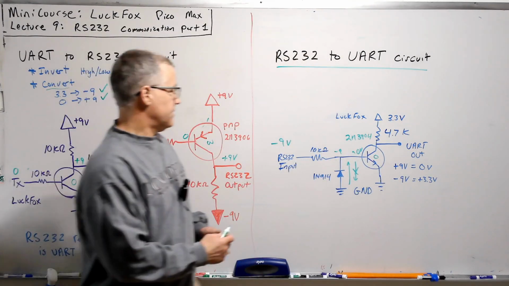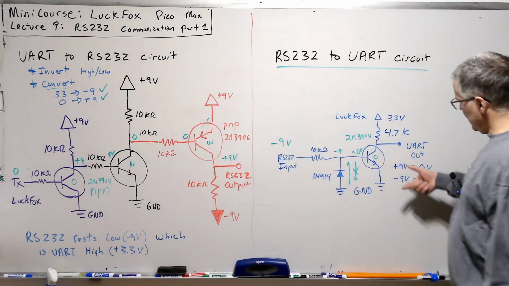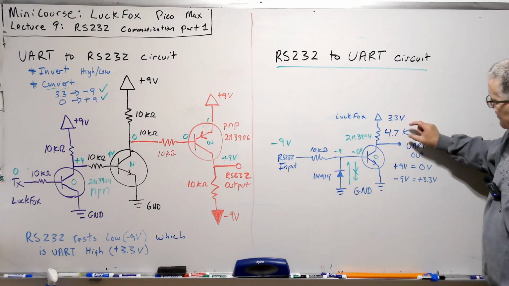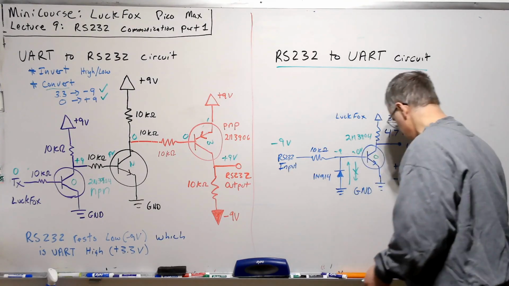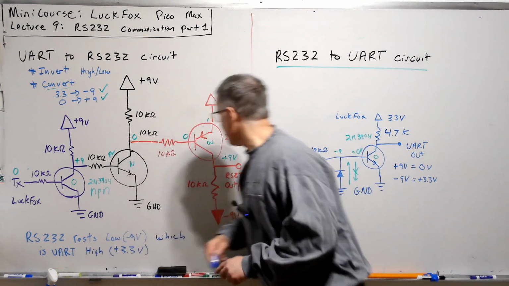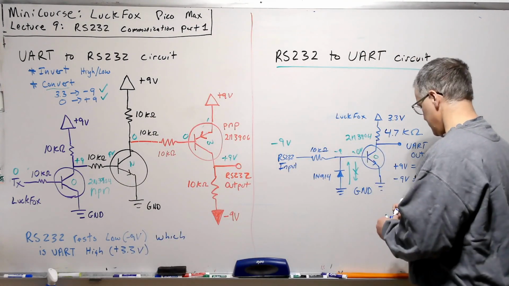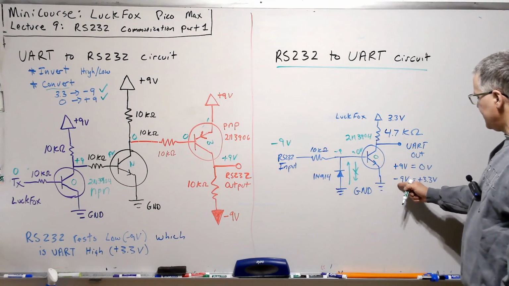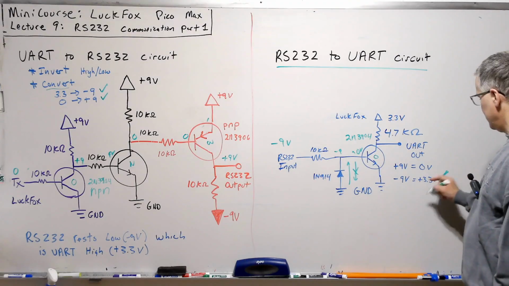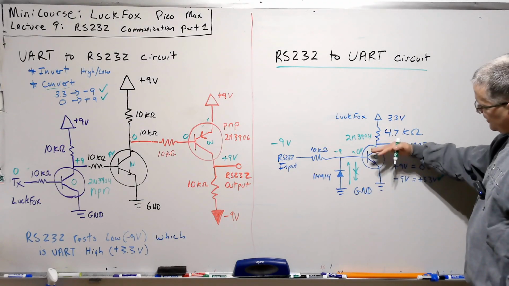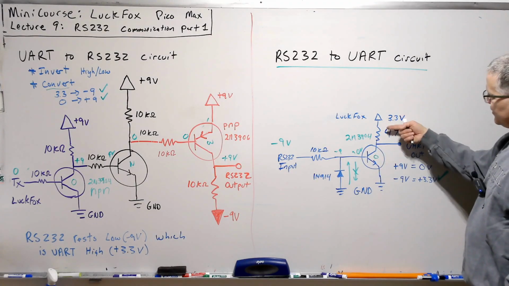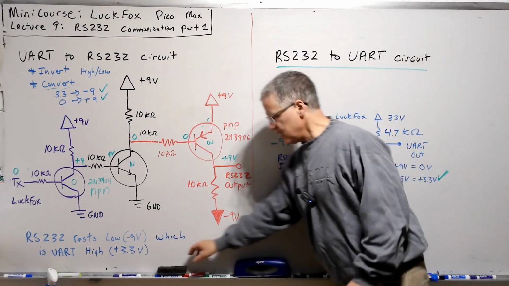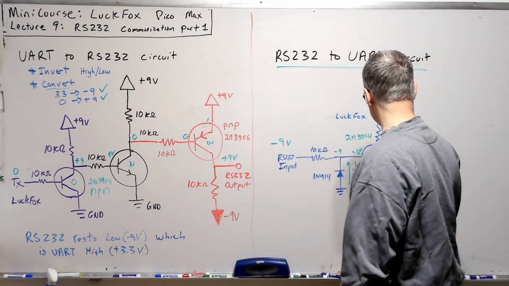If that's open, then this is an infinite resistor. This is a 4.7 k ohm. Forgot the ohm. And so with minus 9 volts in, we get 3.3 out because this is acting as an open. So this is pulled up to 3.3 volts. Okay, let's look at that now in the opposite direction.